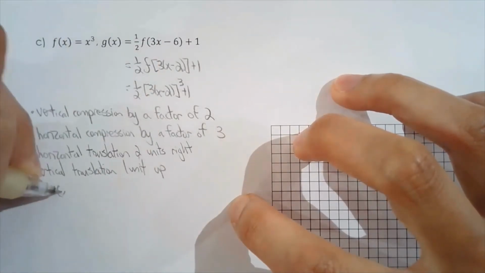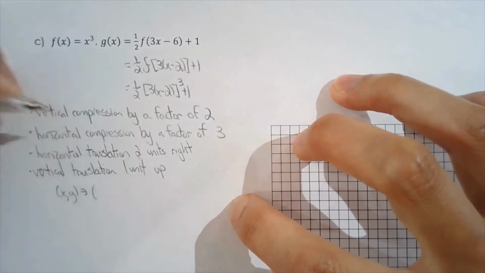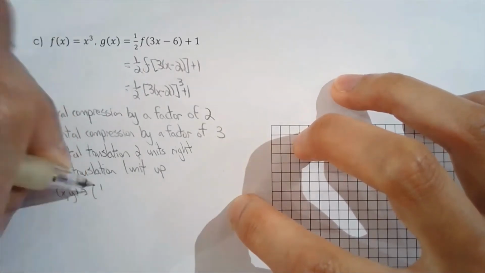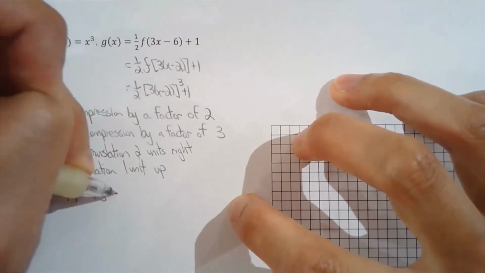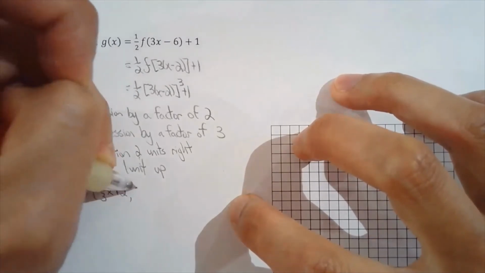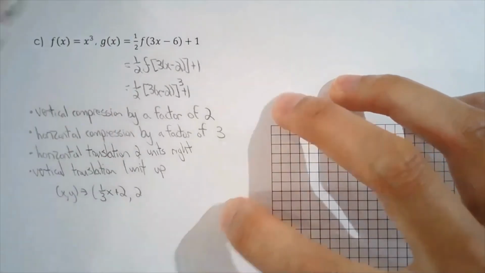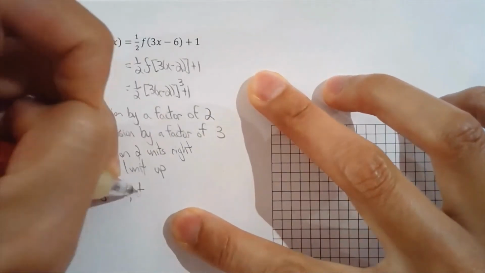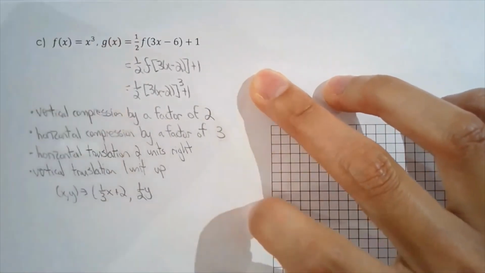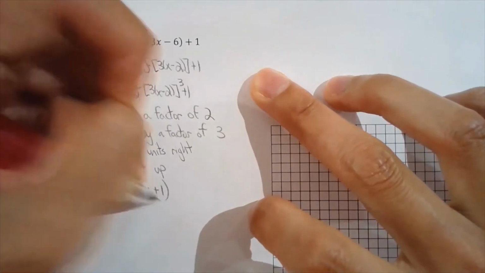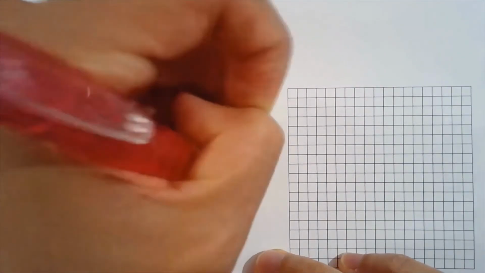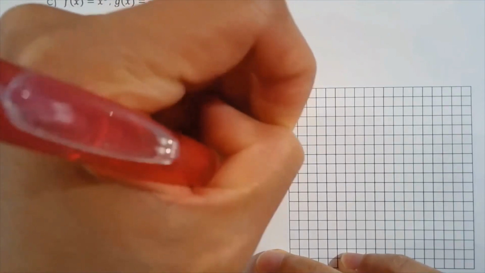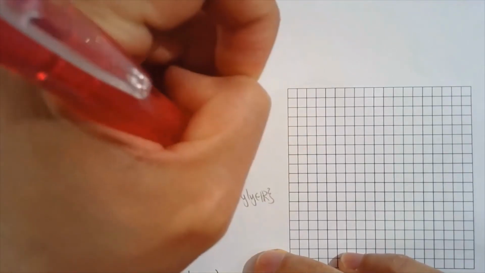Let's do the mapping rule. So 1/3, because you're compressing horizontally by a factor of 3. No reflection, 2 units to the right. Vertical compression by a factor of 2. So what that means, it's going to be half of the previous y values, and I'm going to increase by 1 unit up. Okay, and you know what? I can tell you the domain and range is going to be all real numbers because this is a transformed cubic.